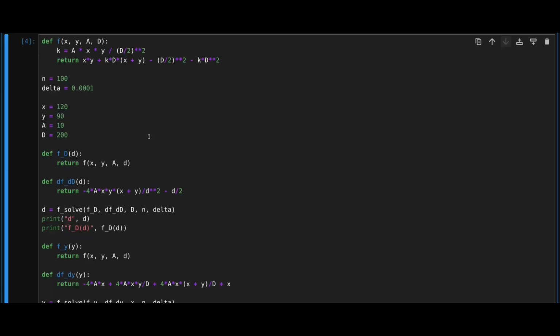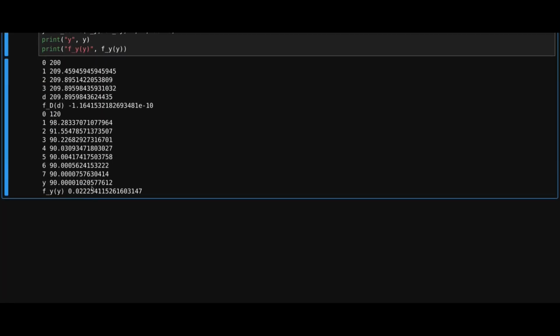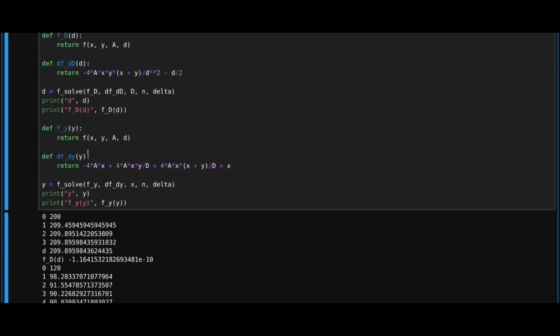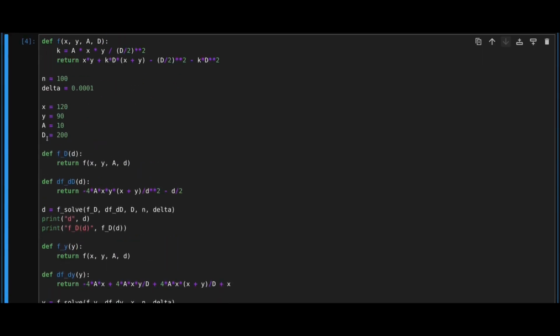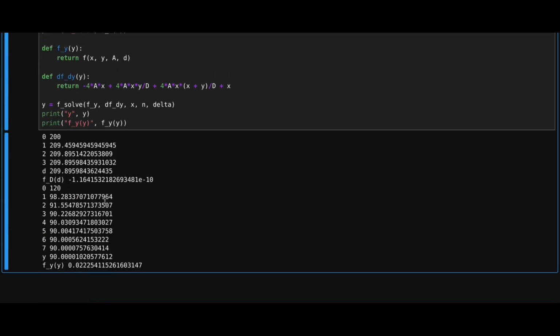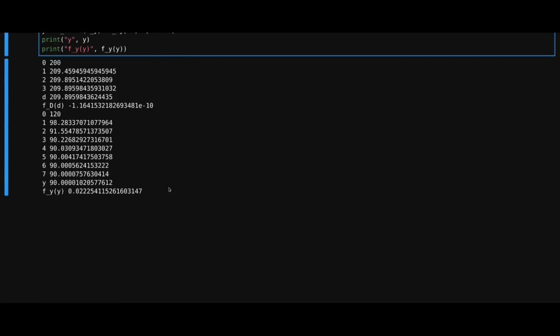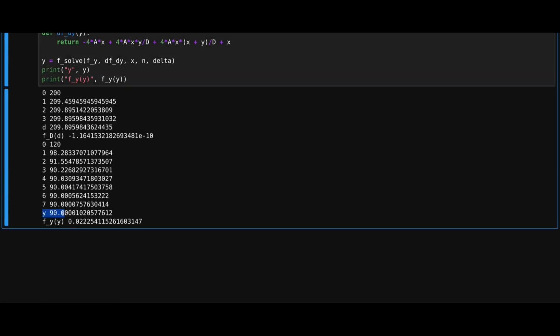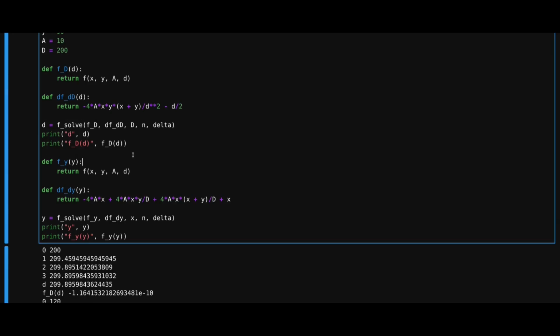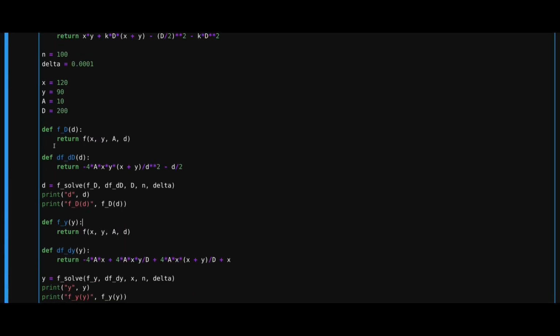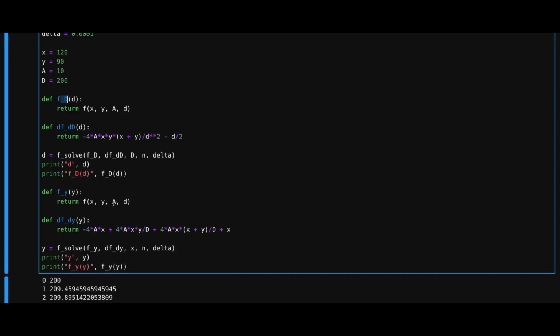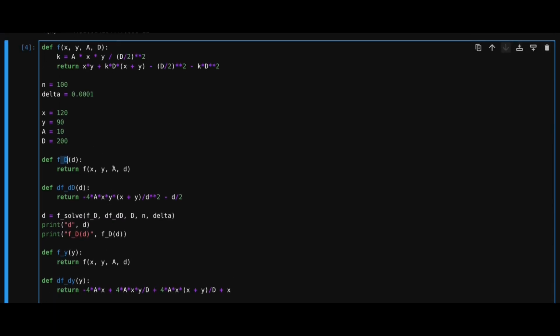Okay, let's execute the function, then scroll down. So using Newton's method, given that we know x, a, and d, the y that satisfies this equation so that this part is close to 0 is y equal to 90. And when we evaluate f of y with this value, it returns 0.022 and so on. So those were some examples of using Newton's method to calculate d from the curve's equation and also to calculate y from the curve's equation.